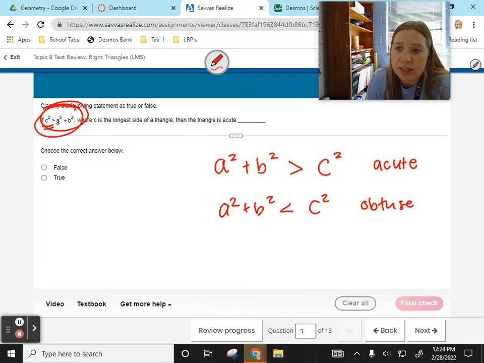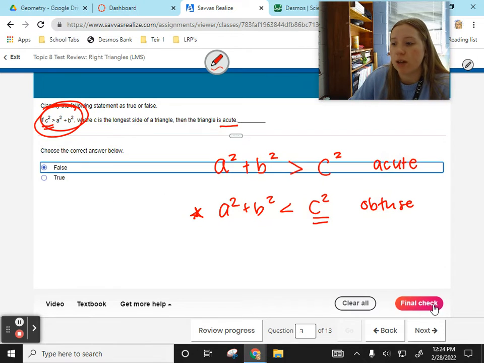The c squared is the bigger number. That would be this part right over here. So is the following triangle acute? No, it's obtuse. So I'm going to go ahead and say false.